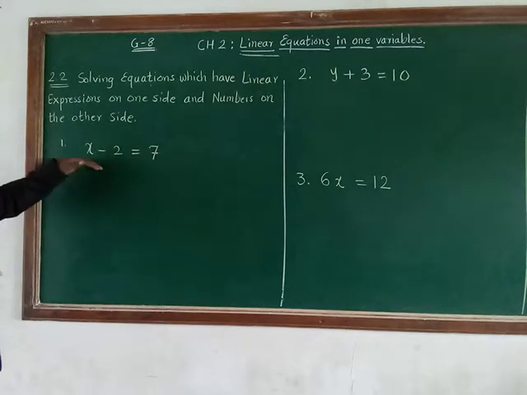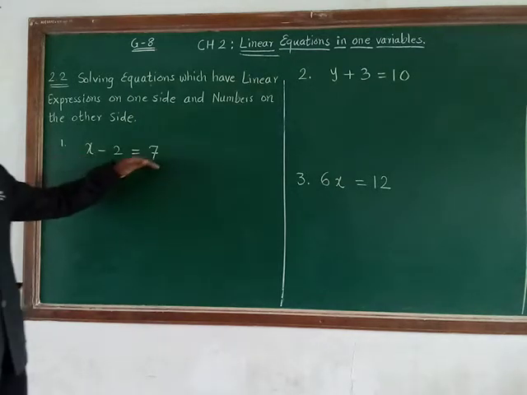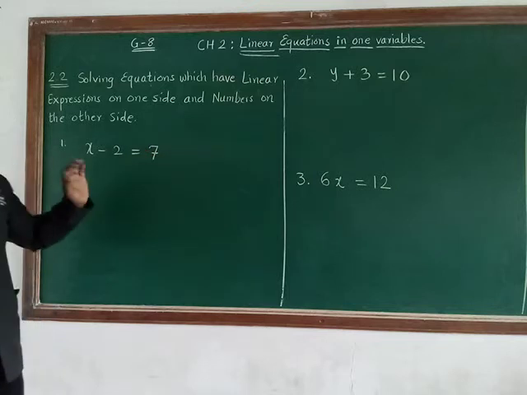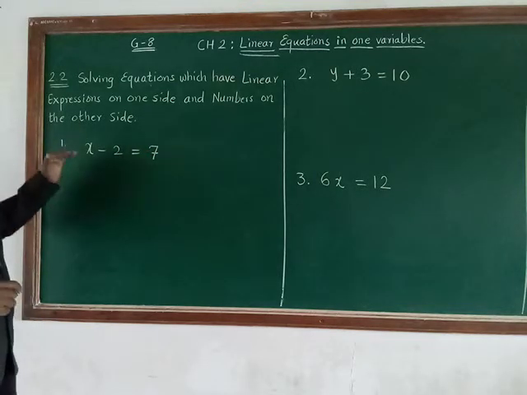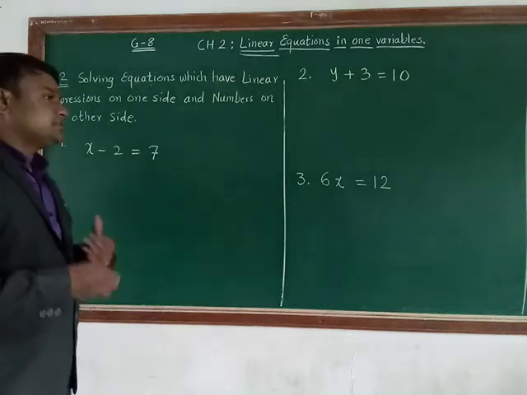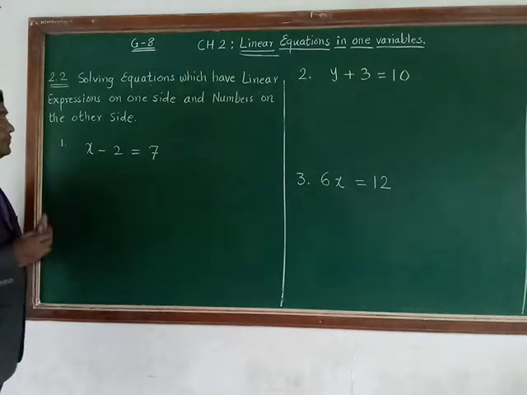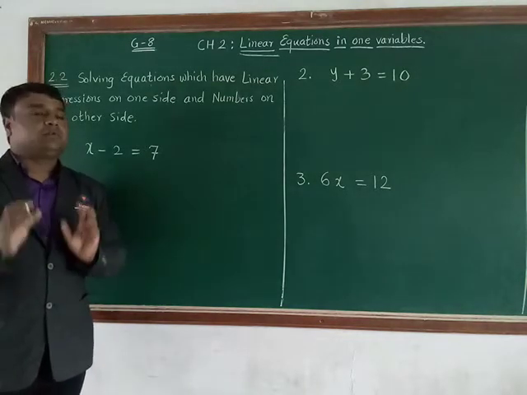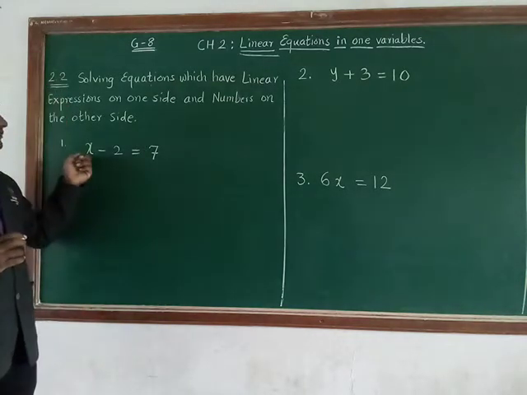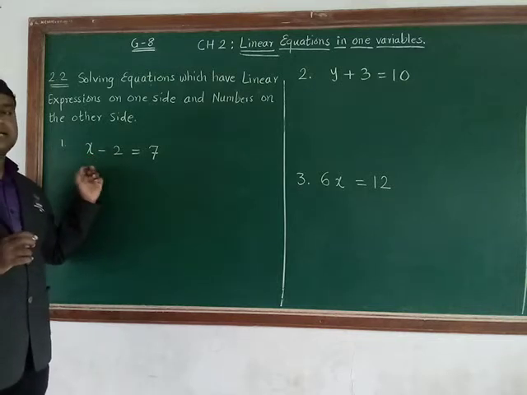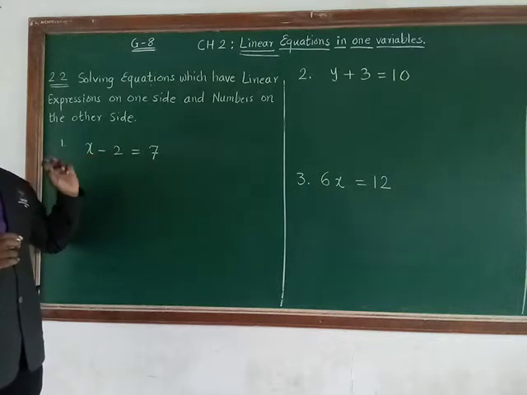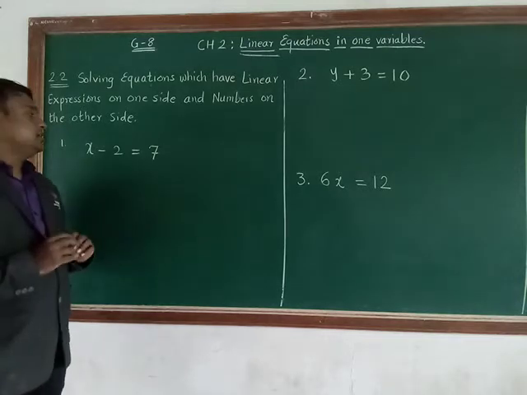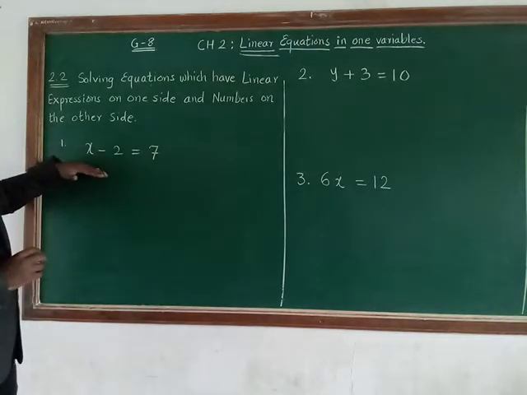So on the left hand side there is our linear expression, and on the right hand side there is a number. So how do we solve that linear equation? Let us learn that. First of all, we have to remember that we have to keep the variable single at one side. So for that, look at this example very carefully.